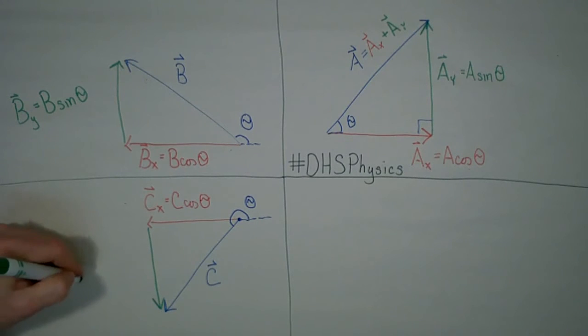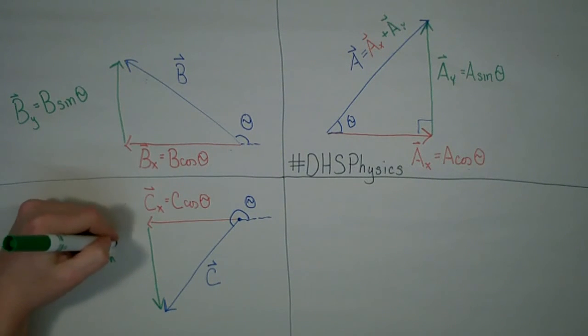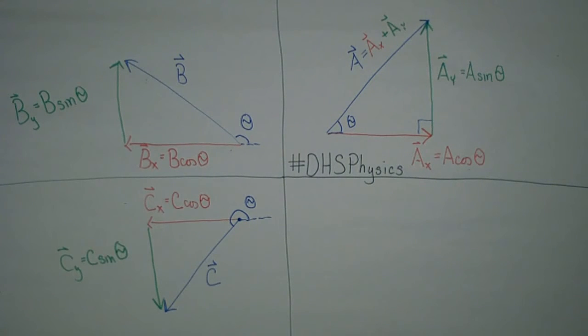And we can see that we can define CY, and CY is going to be the magnitude of C multiplied by the sine of theta. And because the angle is greater than 180 but less than 270, then our Y component will be negative, which means that the overall vector C is pointing to the left and down.